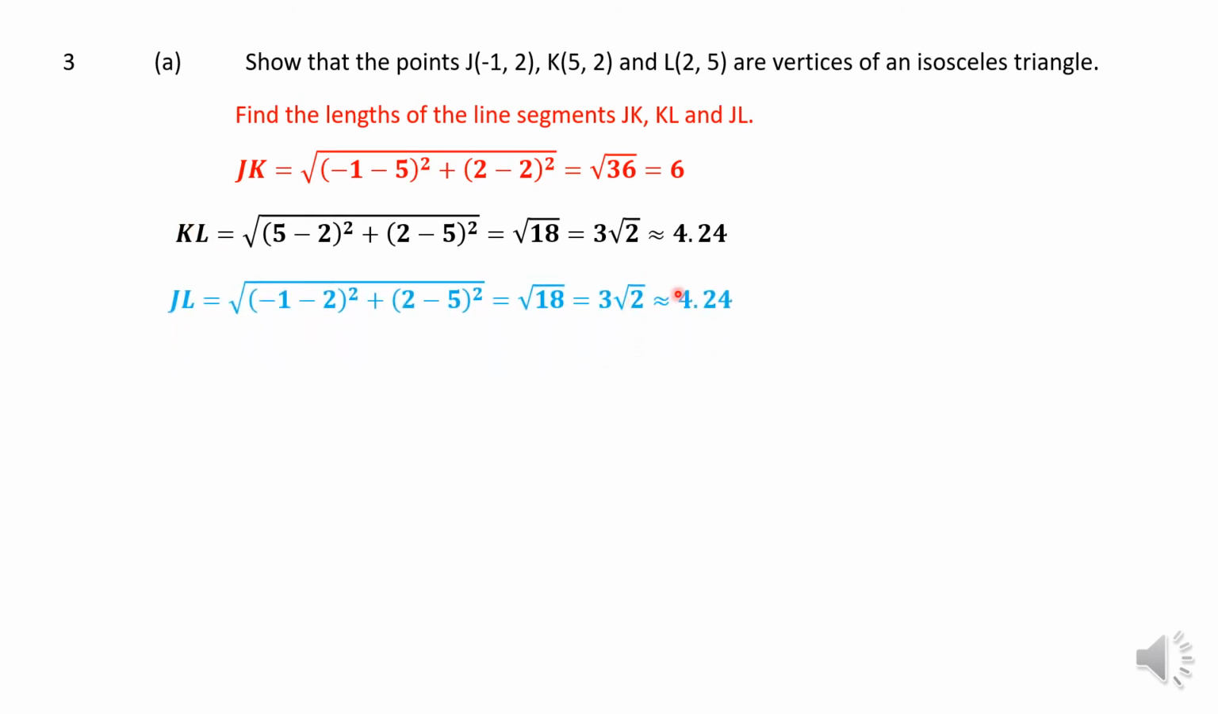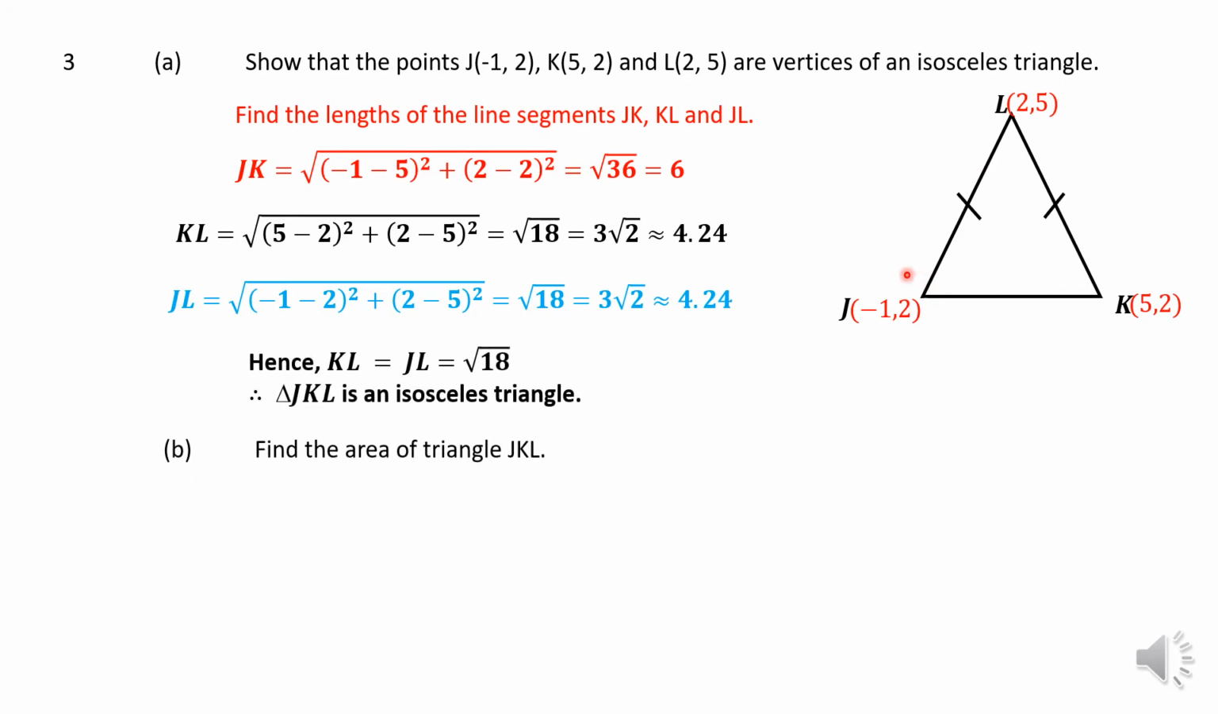Alright, and JL in its line segment is exactly the same as KL, meaning then you are dealing with an isosceles triangle. So if I bring in a sketch and if I bring in my points that I have for my vertices, I know this has to be an isosceles triangle because the distance from K to L is the same as the distance from J to L.